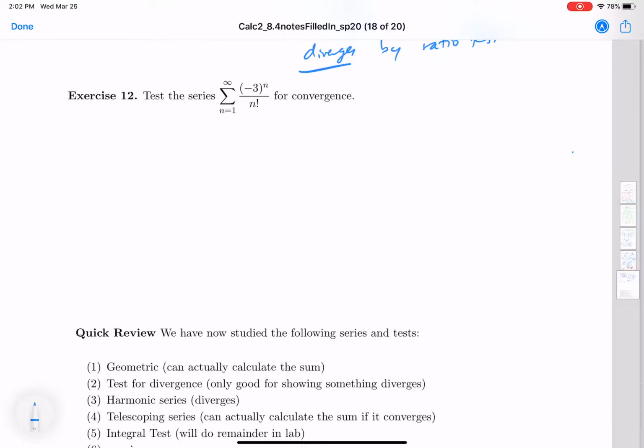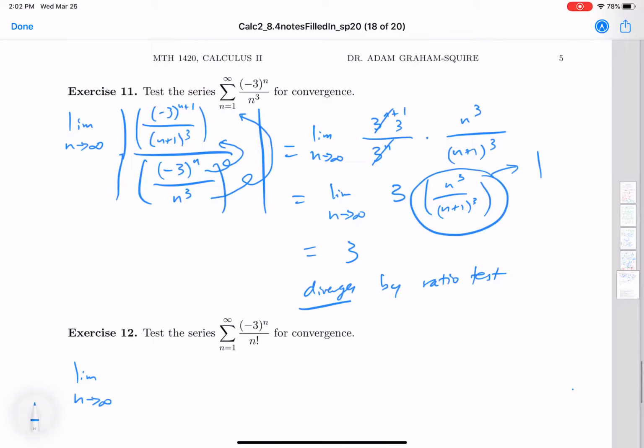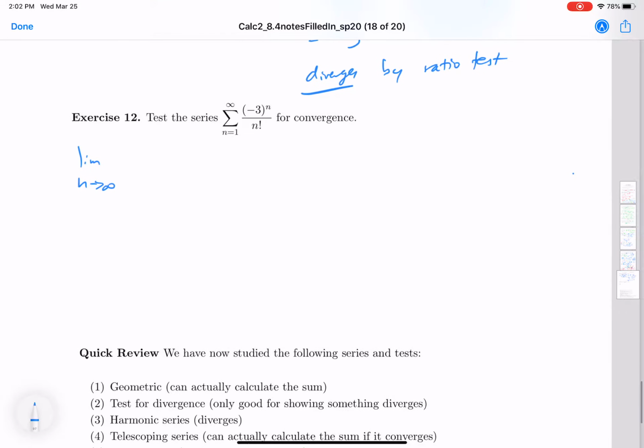Exercise 12. Ooh, a factorial. How much fun. When I do this one, I'm actually going to just, like previously I wrote them one on top of the other, and then I multiplied by the reciprocal, but I can actually do that all in one step. So on top, I'm going to have a negative 3 to the n plus 1 over n plus 1 factorial. And then I'm going to multiply by the reciprocal of this thing right here. That's an n factorial on top and a negative 3 to the n on the bottom.